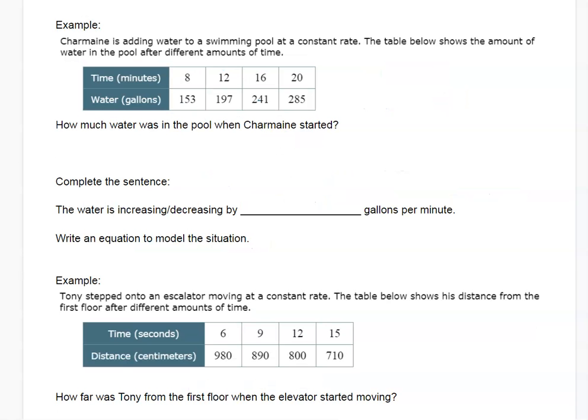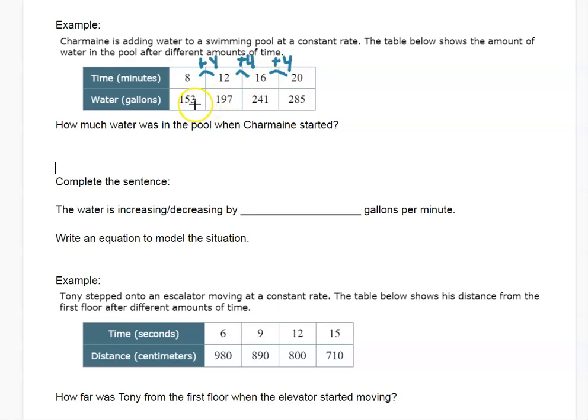Okay, Charmaine is adding water to a swimming pool at a constant rate. The table below shows the amount of water in the pool after different amounts of time. So, like we were doing before, we're going to take a look at this table here. Well, the time is going up by 8 to 12, 12 to 16, 16 to 20. That's going up by 4 each time. Okay?